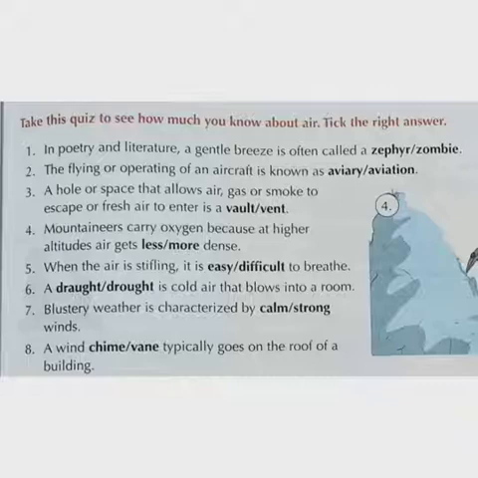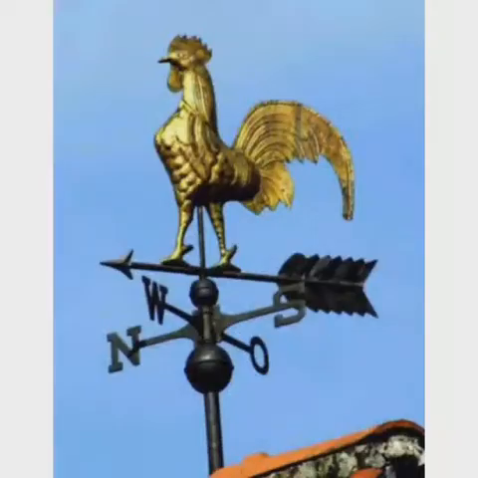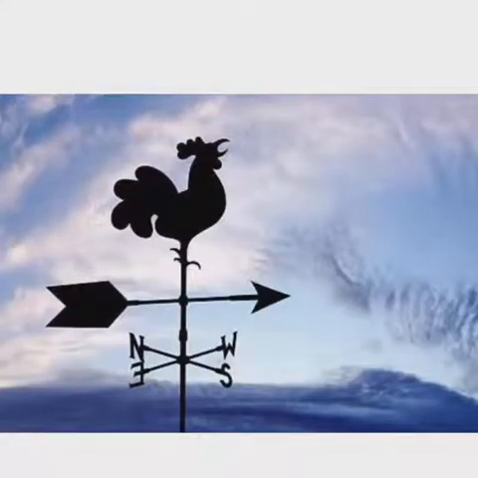Next one, eighth one, a wind chime or vane typically goes on the roof of a building. That means vane here is a movable device for showing the direction of wind. Okay, chime means it's a melodious sound here. But vane is the only correct answer because it's a device for showing the direction of wind. Okay, so vane is the answer.